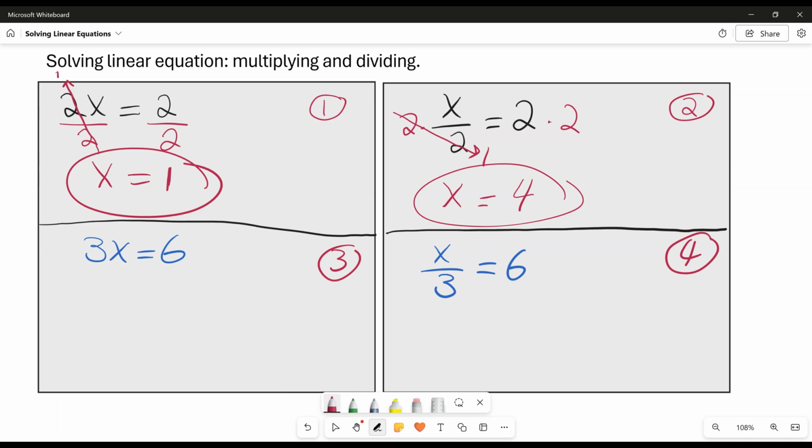Now, go ahead, pause your video, and try out problem 3 and 4. And come back to solve it together.